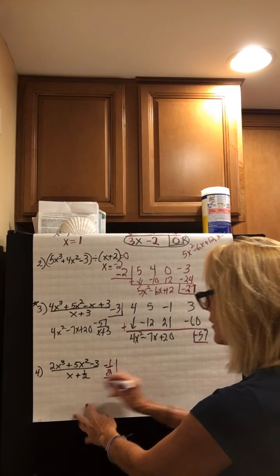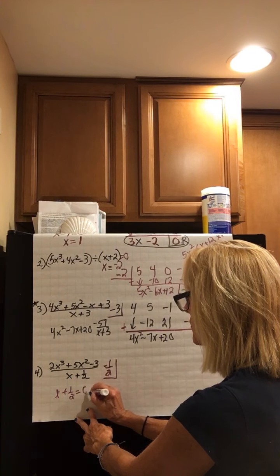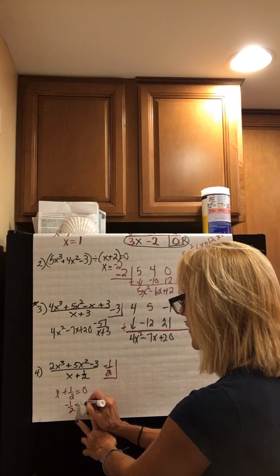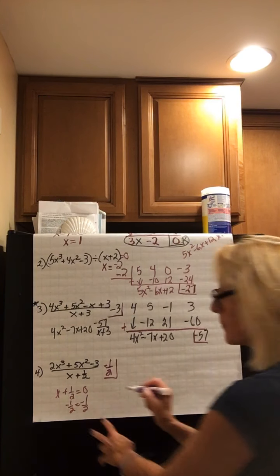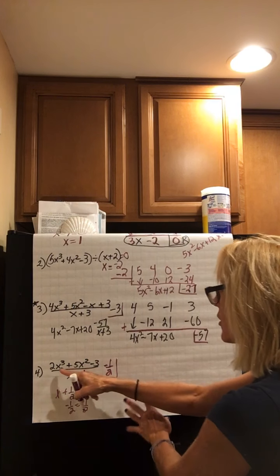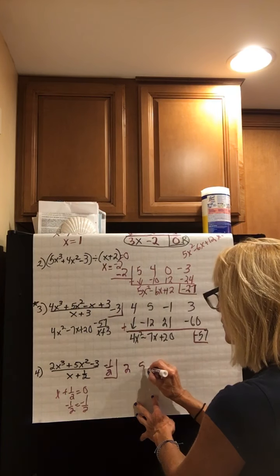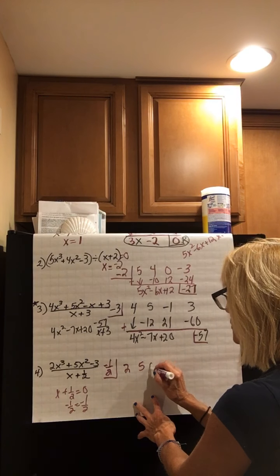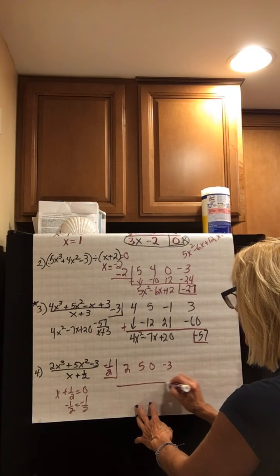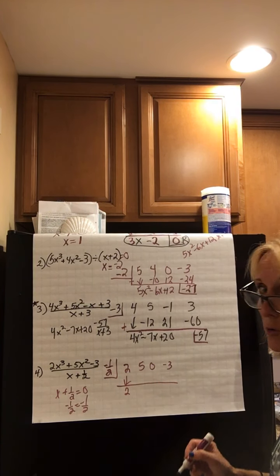Set it equal to 0. Here, I'll show you. x plus 1/2, set it equal to 0. You would subtract 1/2 from both sides, and that's how I get -1/2. Okay? Then my coefficients are, I got a 2, I got a 5, I'm missing an x, so I have to put a 0, and then a negative 3. So I draw my line, I drop my 2, and I'm ready to rock and roll.